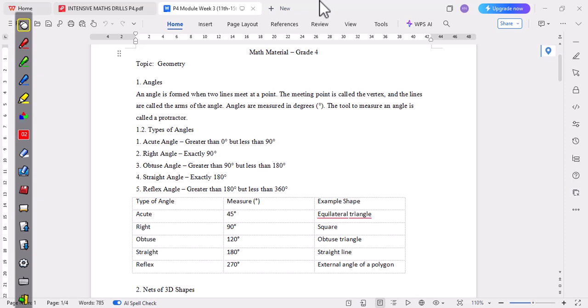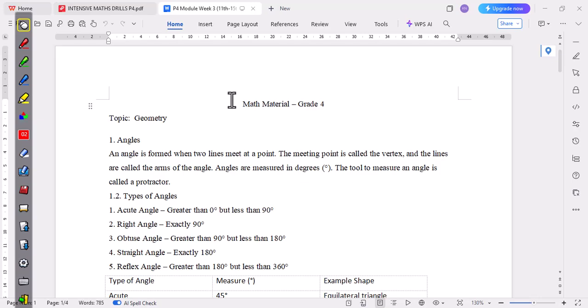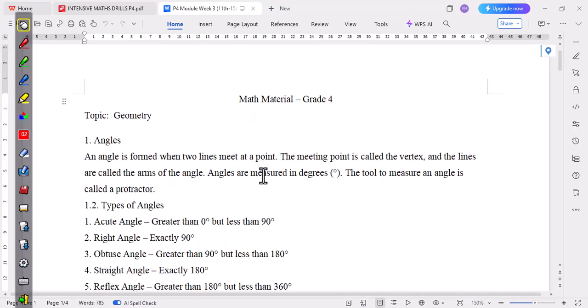Okay, hello everyone. Today we are going to learn about a new topic. It's about angles. Angle is a part of geometry actually. So this is one little part of geometry. So we will learn about what an angle is.